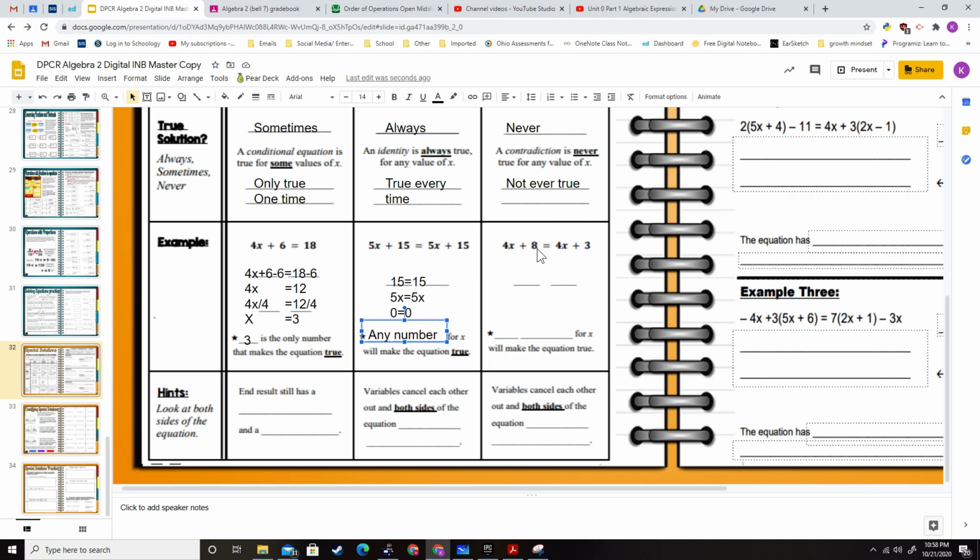Now, for this last one, we see something kind of similar where we're noticing, oh, over here I got 4x. I see I got 4x here, but we notice that these things are different. So if I try to move the 4x's to the other side, my 4x over here would cancel with this 4x over here. So you would end up in a situation where you would have 8 equaling 3. And that's crazy. That doesn't make sense. So in cases like this, we know that there is no number that can make this equation true.